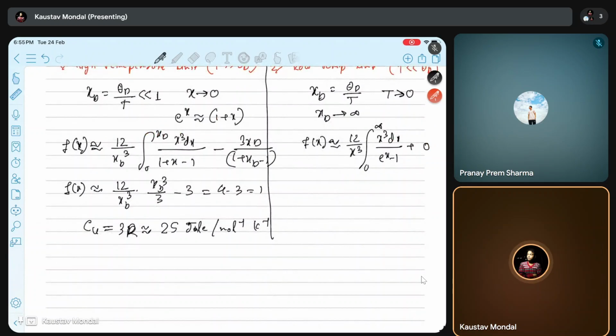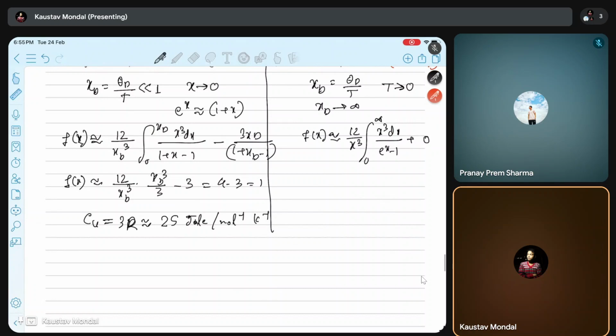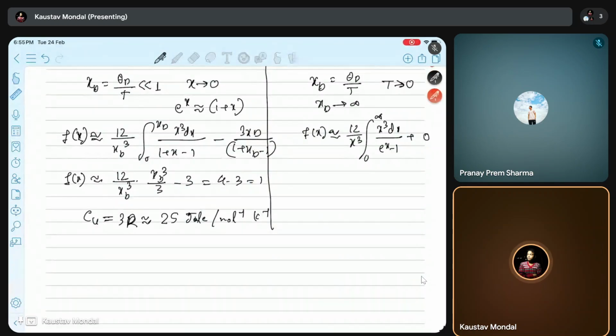Now if you do the further integration, there is some specific technique of integration. If you do that, you will end up with, for the T tends to 0 limit, Cv basically taking a form like this: 12R pi to the power 4 by 5 into theta D cube by T cube. So you can see Cv is basically proportional to T cube. So that is exactly the functional form that is required to explain the experimental results. So that we basically got by using Debye's explanation, which is not there in the Einstein explanation. Okay.